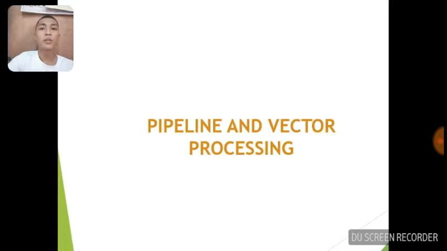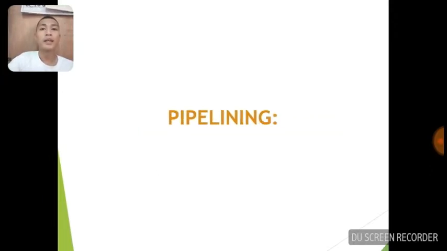Pipeline. Vector processing is a term used for the large class of techniques that are used to provide simultaneous data processing tasks for the purpose of increasing the computational speed of the computer system. Pipelining. Each segment performs a partial portion dictated by the way of task partitioning.